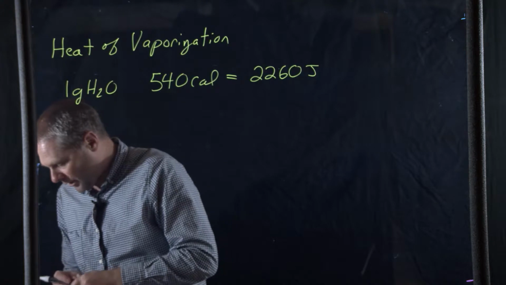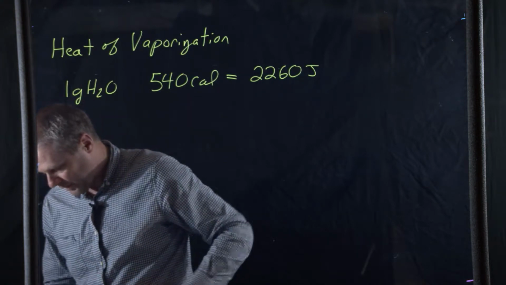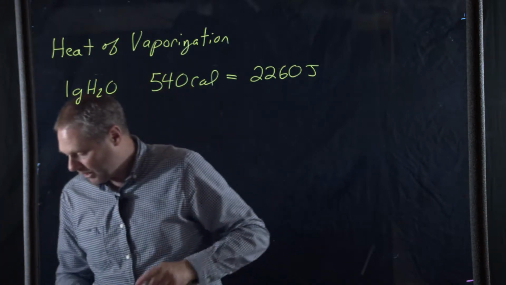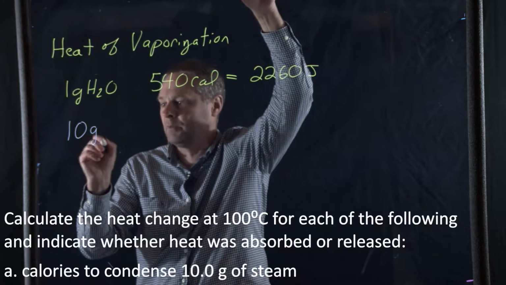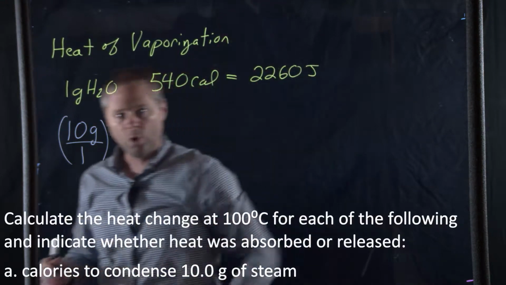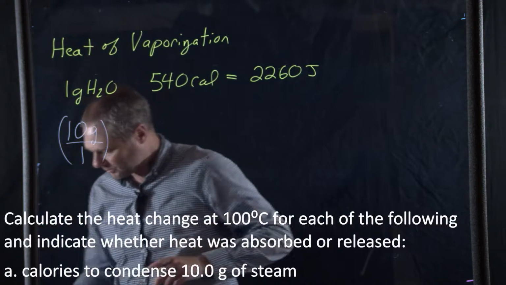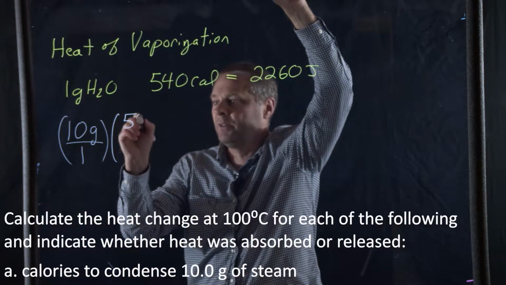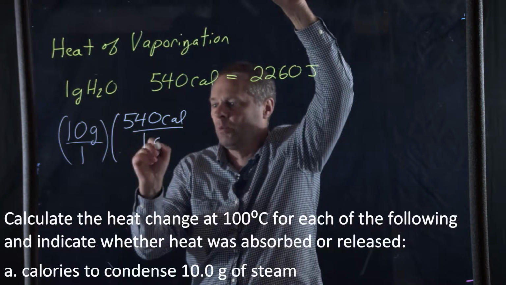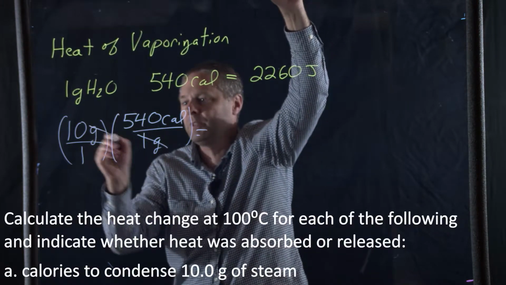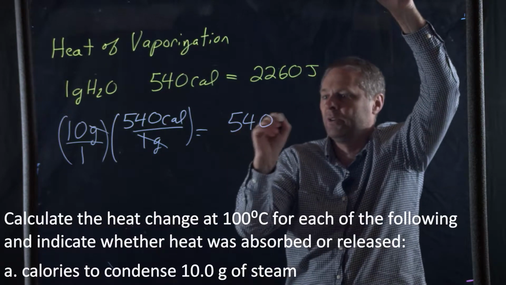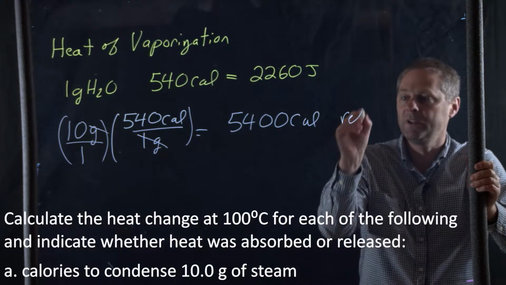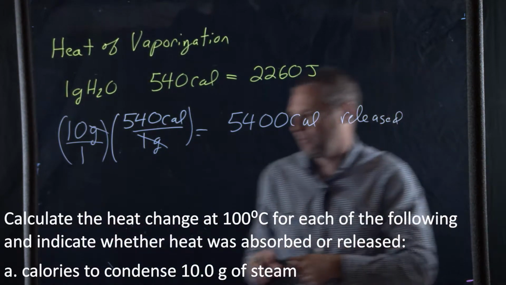So what we're trying to calculate is the calories to condense, going from gas to liquid, 100 grams of steam. So we're going to start with 100 grams of steam. That's just water vapor. And we're looking for the calories, so we'll be using this number right here. There's going to be 540 calories per 1 gram. So we do the arithmetic here. This is going to be 5,400 calories, and that's going to be released. So that's the amount of energy that's going to be released by that.